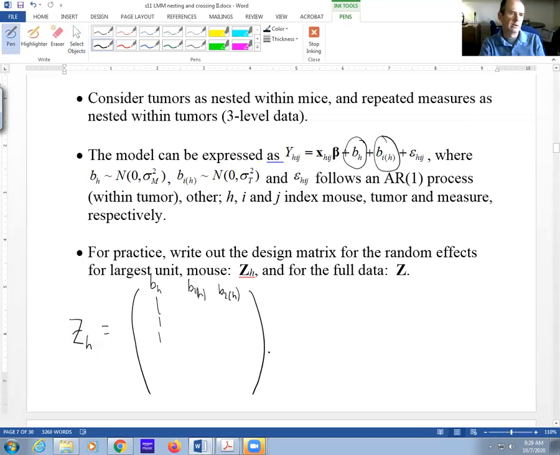So the question is, how many do we have? We have two tumors, right? And let's say again that we have three repeated measures here.